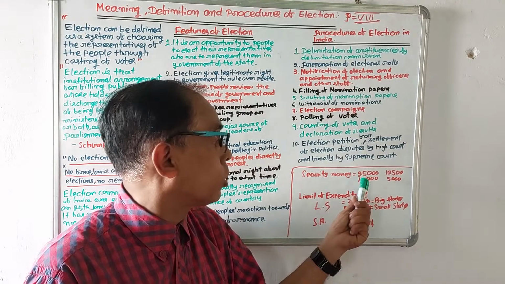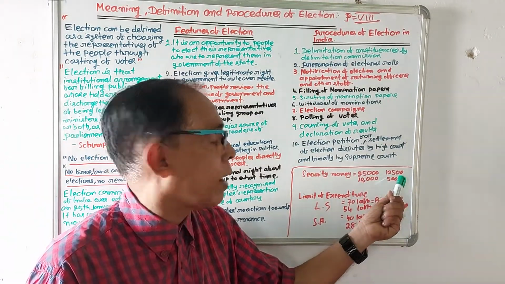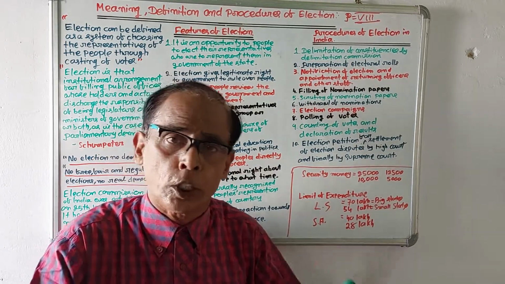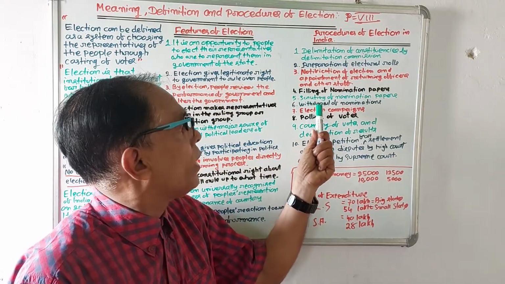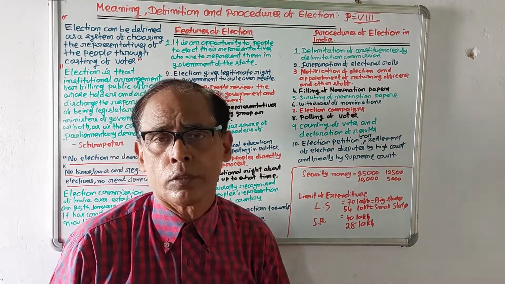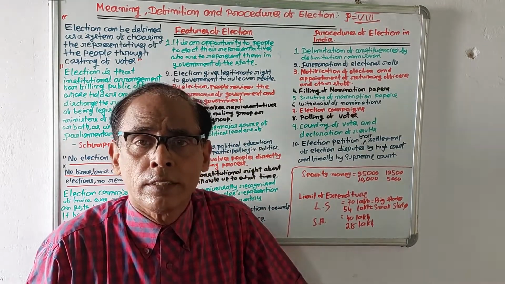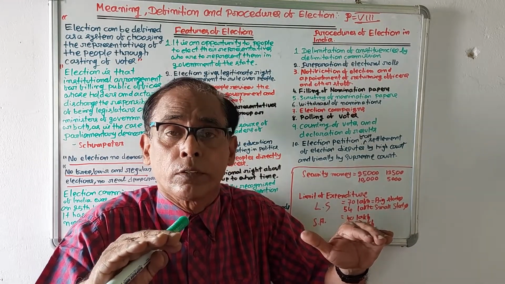For Lok Sabha it will be 25,000. For state assembly it will be 10,000. For SC/ST for Lok Sabha 12,500, and for SC/ST for state assembly 5,000. They will have to deposit the money. Then the fifth one is scrutiny of nominations. After the candidates file the nominations, the nomination paper will be scrutinized by the returning officers.